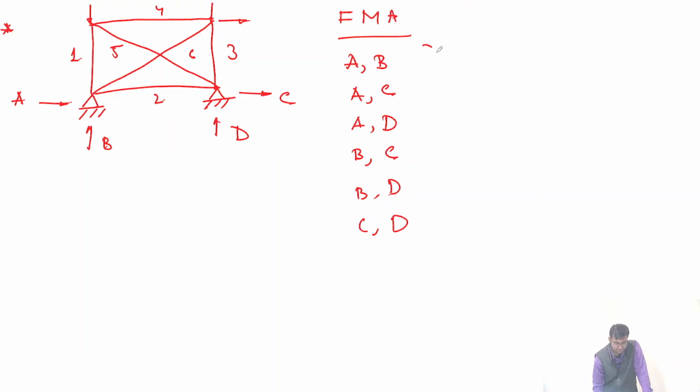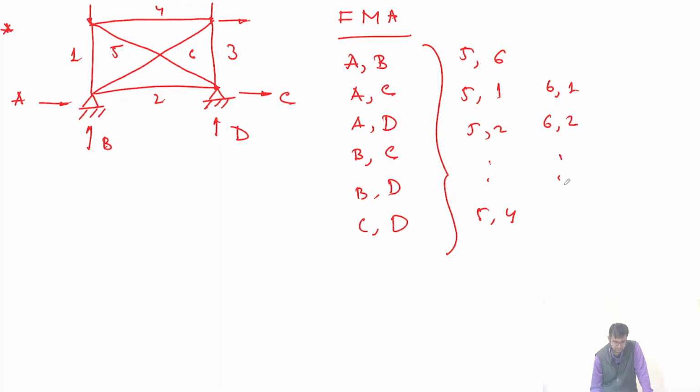Now if I look into only the members, how can it fail? Any two members failing, it will fail. You can write 5, 6, 5, 1, 5, 2, 5, 4, and then 6, 1, 6, 2, 6, 4. Then you can write 4, 1, 4, 2, 4, 3. 4, 4 does not make sense, and 4, 5 and 4, 6 are already taken.